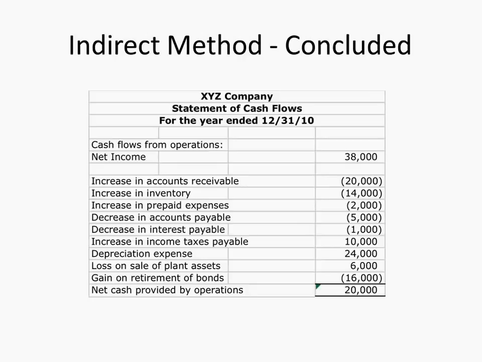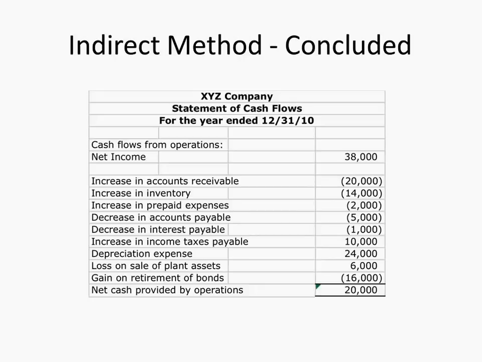So here, accounts receivable went up, cash went down. Inventory went up, cash went down, because all these assets act the same. Increase in prepaid expenses, cash goes down. Accounts payable went down, cash also went down. Interest payable went down, cash went down. Income taxes payable went up, cash went up. Now, that's everything we went through so far. That's all the items that we touched on. Okay? But we're not done yet.